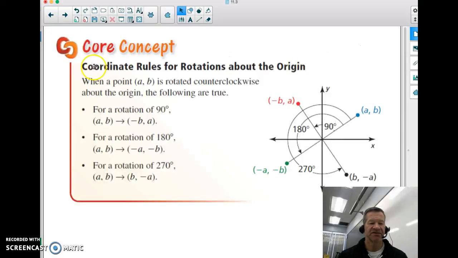Okay, we're going to do section 11.3 here, and we're going to go into example 2, and we're going to talk about rotations about the origin. We're going to be using these rules quite a bit, so let me read through them, make sure you understand. When a point (a, b) is rotated counterclockwise about the origin, so counterclockwise, folks, we're going against the clock, for a rotation of 90 degrees counterclockwise, point (a, b) will turn into (negative b, a).